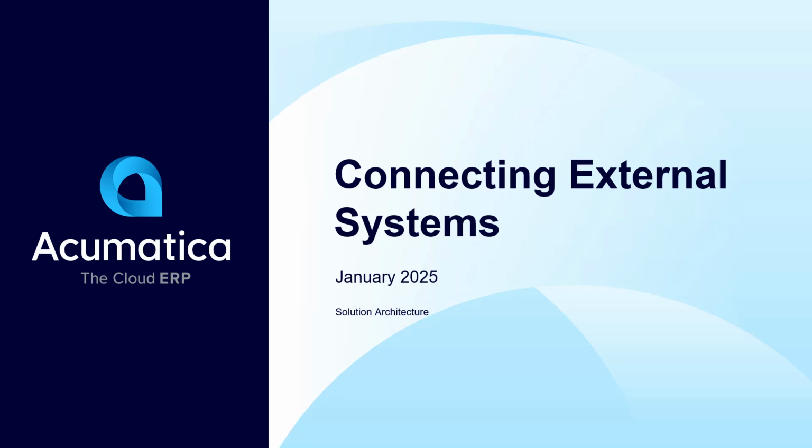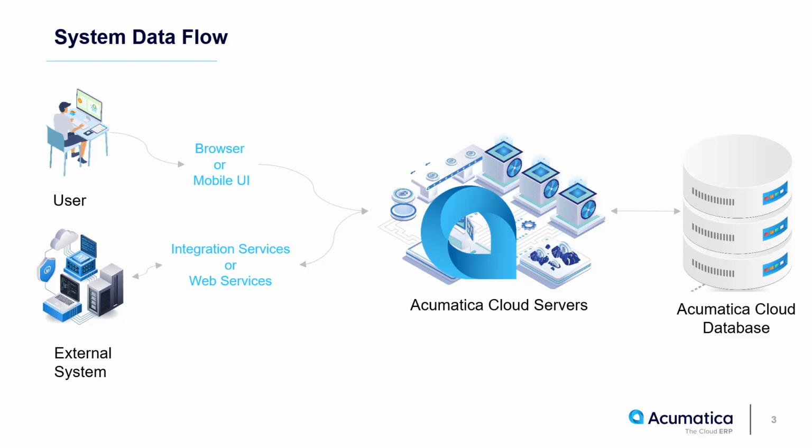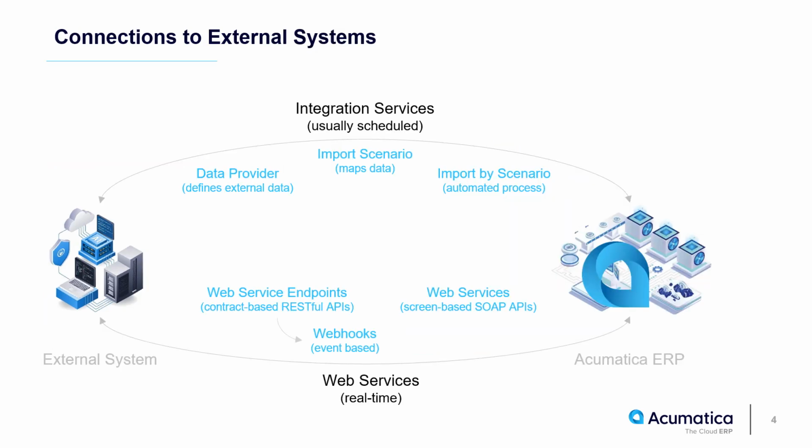Connecting external systems. Acumatica enables two-way information flows with external systems. The same business logic is applied, so your data is consistent no matter where it originates. Integration services enable you to import and export data without coding.